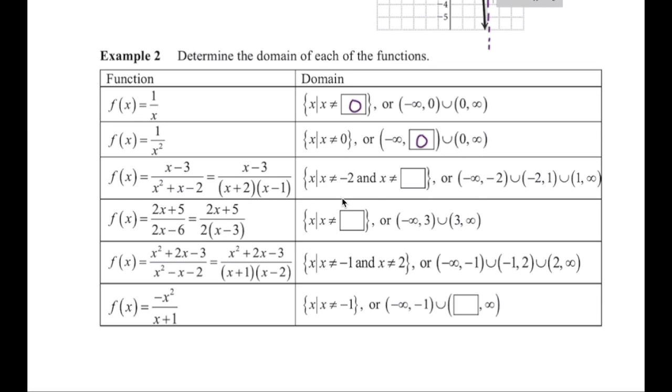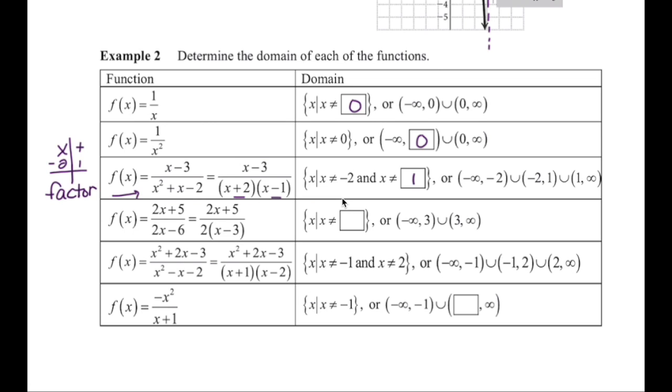When I have x minus 3 over x squared plus x minus 2, we need to factor the denominator in order to determine the values. Here we're looking for plural values. So what multiplies to negative 2 but yet adds to positive 1? Here we found positive 2 and negative 1. When I set each one equal to 0, x cannot be negative 2 and x cannot be 1. Or written in interval notation, negative infinity to negative 2, skip over from negative 2 to 1, skip over, and from 1 to infinity.